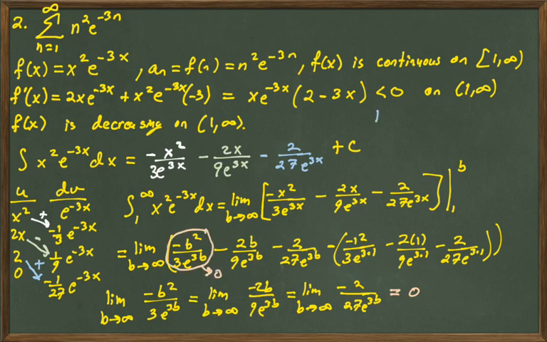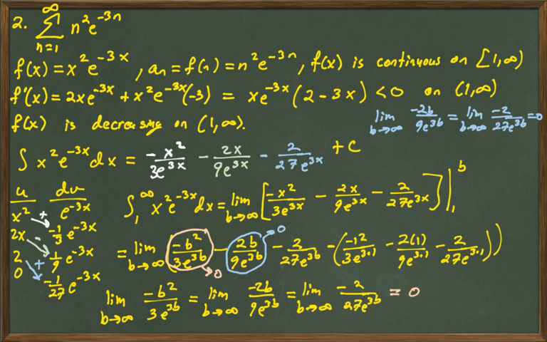Okay. Now I'm going to come up here, just because I don't have a whole lot of real estate left on this slide, and we're going to look at the second one. The limit as b goes to infinity of negative 2b over 9e to the 3b. And that's the indeterminate form, negative infinity over infinity. So we're going to apply L'Hopital's rule, and we have the limit as b goes to infinity of negative 2 over 27e to the 3b. That is also going to be 0. So the second term goes to 0. And the third term will go to 0 as well.